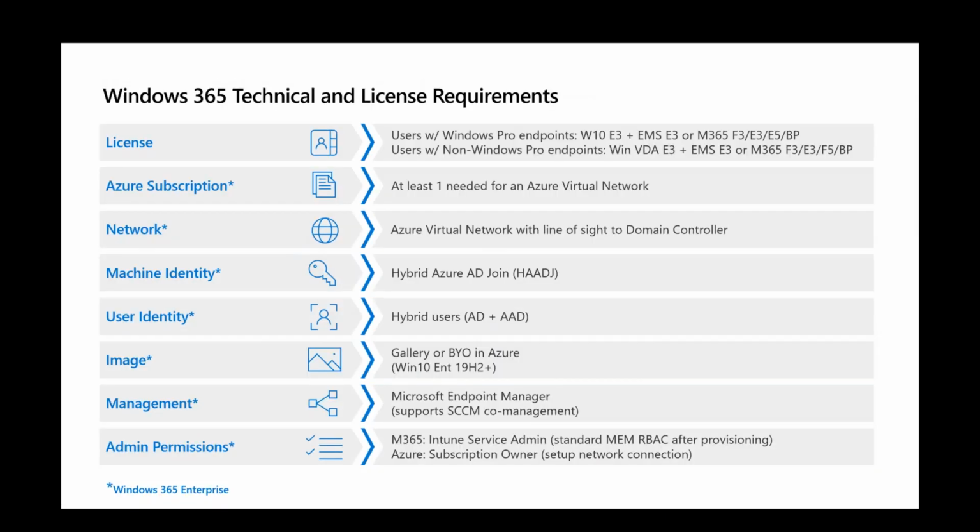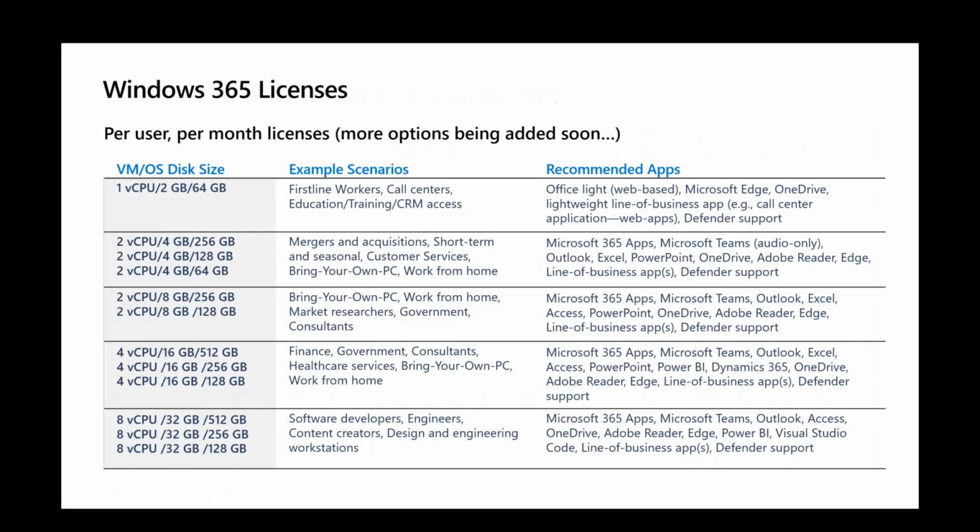Next slide, I don't expect you to memorize, but it's a little technical in detail, but it's a good slide to have for reference. Basically, the technical licensing requirements, just like we had for AVD, this is also for Windows 365, both Business and Enterprise. The top one, you can see the license, that's Business and Enterprise. Everything else is Windows 365 Enterprise, so the Azure subscription, a VNet, line of sight to a DC, a domain controller, your Active Directory join, and so on and so forth. So it's a good little, again, it's a bit of an eye chart. This next one's more of an eye chart.